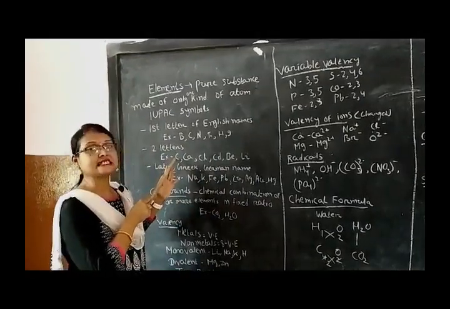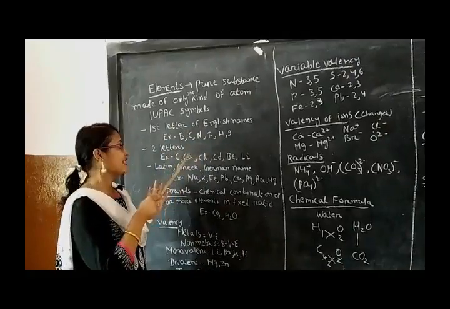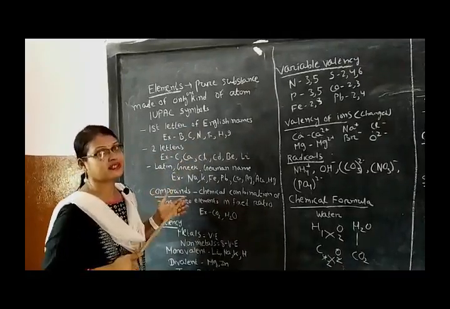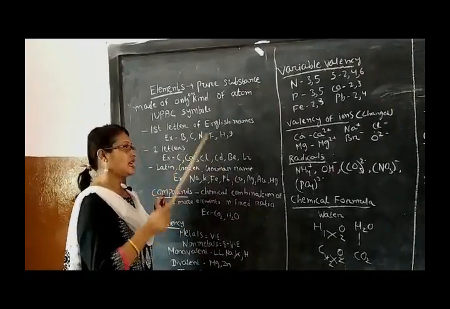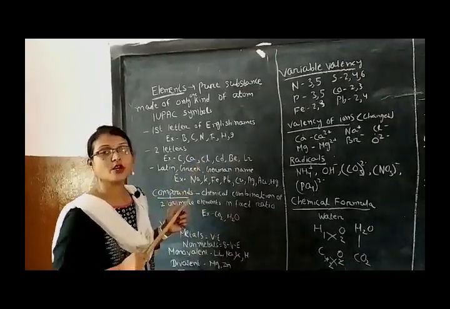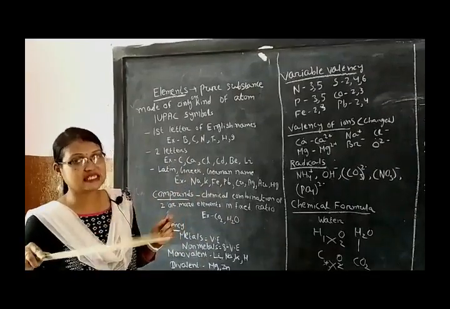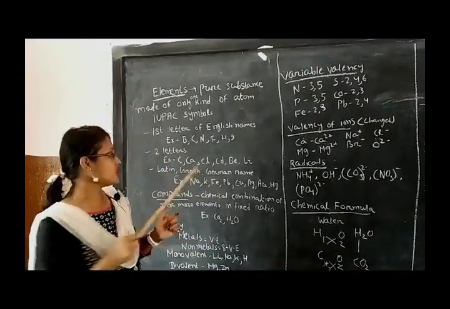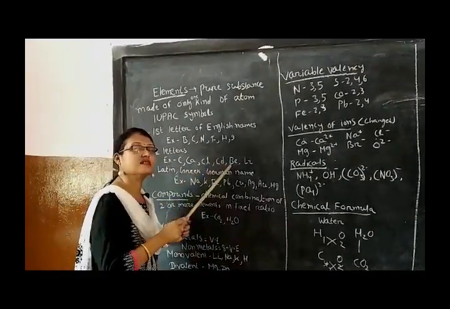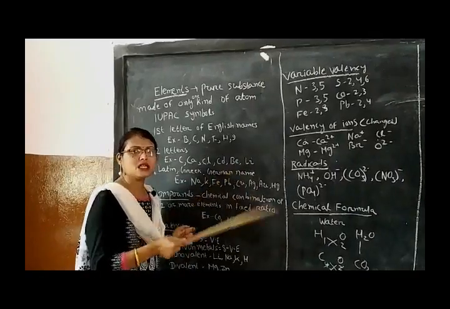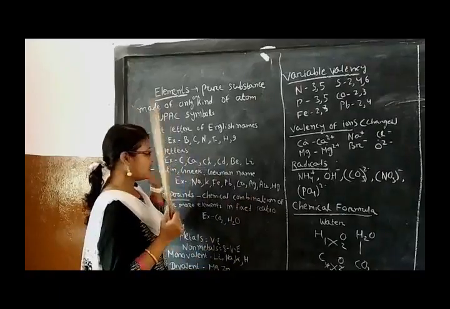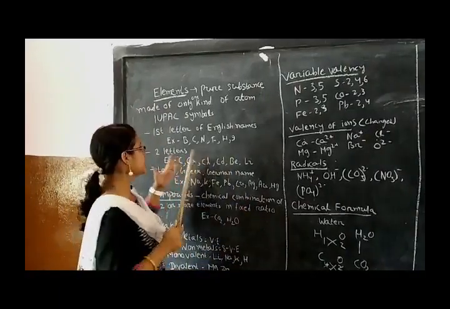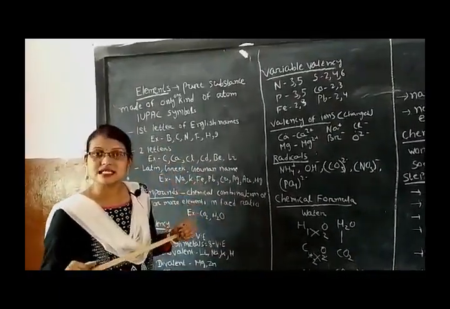For carbon it is symbolized as C. For calcium, the first two letters are used, C-A-L-C-I-U-M, so Ca is used for calcium. Likewise, first and third letters are used for chlorine, C-H-L-O-R-I-N-E, so Cl. Cadmium also uses first and third. Then for beryllium, Be, for lithium, Li. Likewise, so many elements are there. The maximum number of elements are under this second classification.